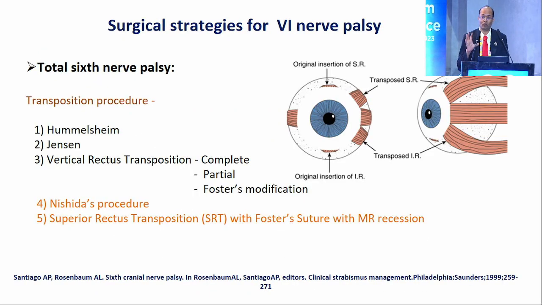If there is a total sixth nerve palsy, then we have n number of surgical options, from traditional ones to what we are trying to do latest, and that has been over a period of a decade a standard of care. So we have different surgical procedures, as you can appreciate. The most commonly used in today's world is Nishida's procedure, and the superior rectus transposition with posterior suture augmentation with and without medial rectus recession. So that's an SRT with and without medial rectus recession.